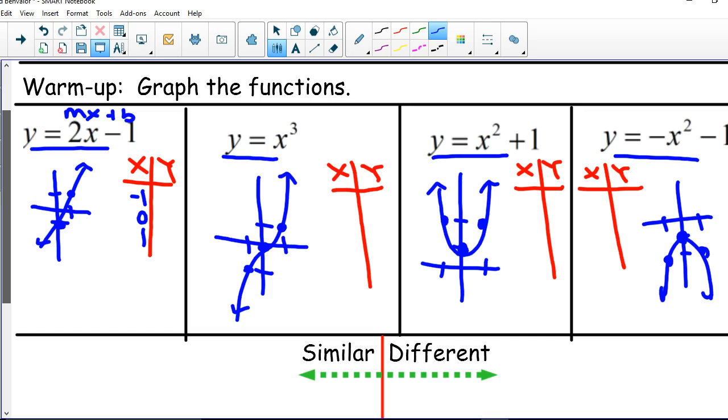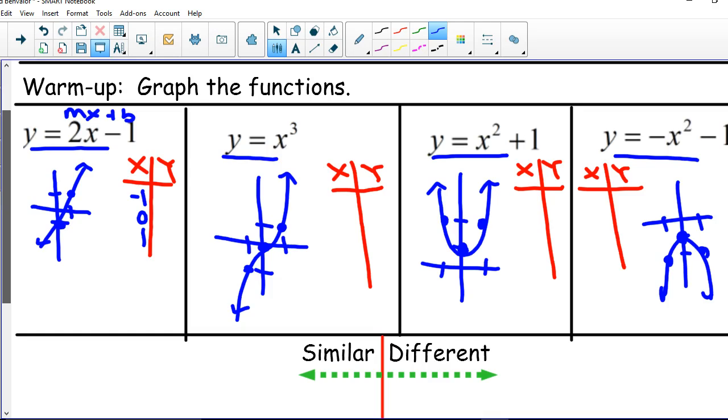Good observation. Heidi, what did you guys talk about? 3 and 4. Both U-shaped. Okay. What about someone who, is there something we haven't said yet? Yeah, Matthew? 2, 3, and 4 are parent functions. 2, 3, and 4 are parent functions from our last one. Good observation.